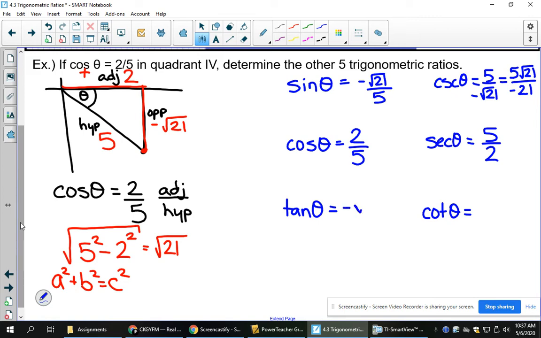Tangent is opposite over adjacent. I'm going to do cotangent by flipping that, and I'm going to rationalize the denominator, and that will be my final answer.